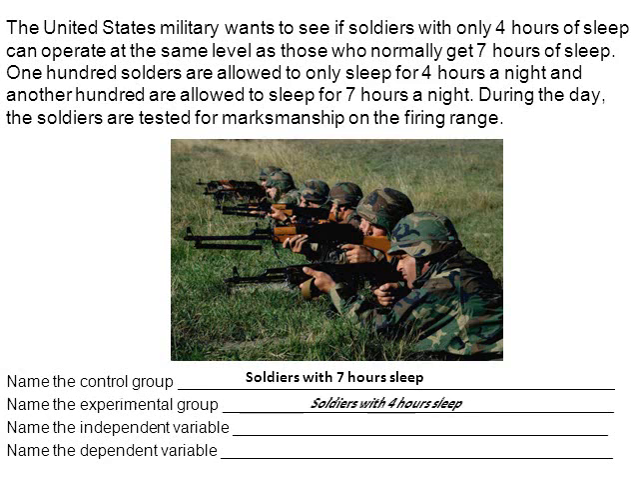That means the experimental group are the soldiers that are only getting 4 hours sleep. The experimental group is the group that we alter. It's the group that we're changing. And what we're changing is the amount of sleep. And so that actually answers my independent variable question. What's different between the two groups of soldiers is the amount of sleep that they're given. That's what we call the independent variable. What's the dependent variable? What's being measured is the score on the firing range.